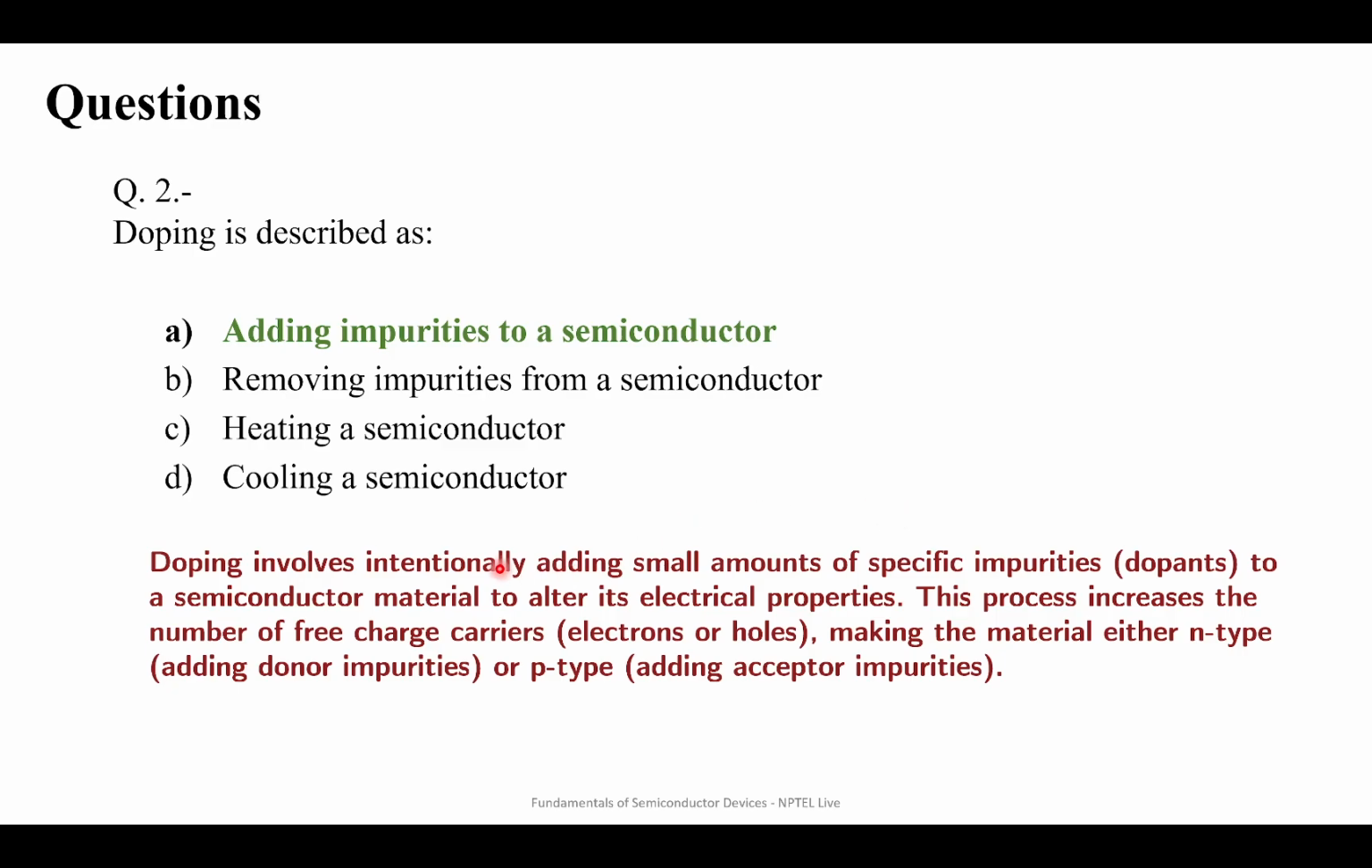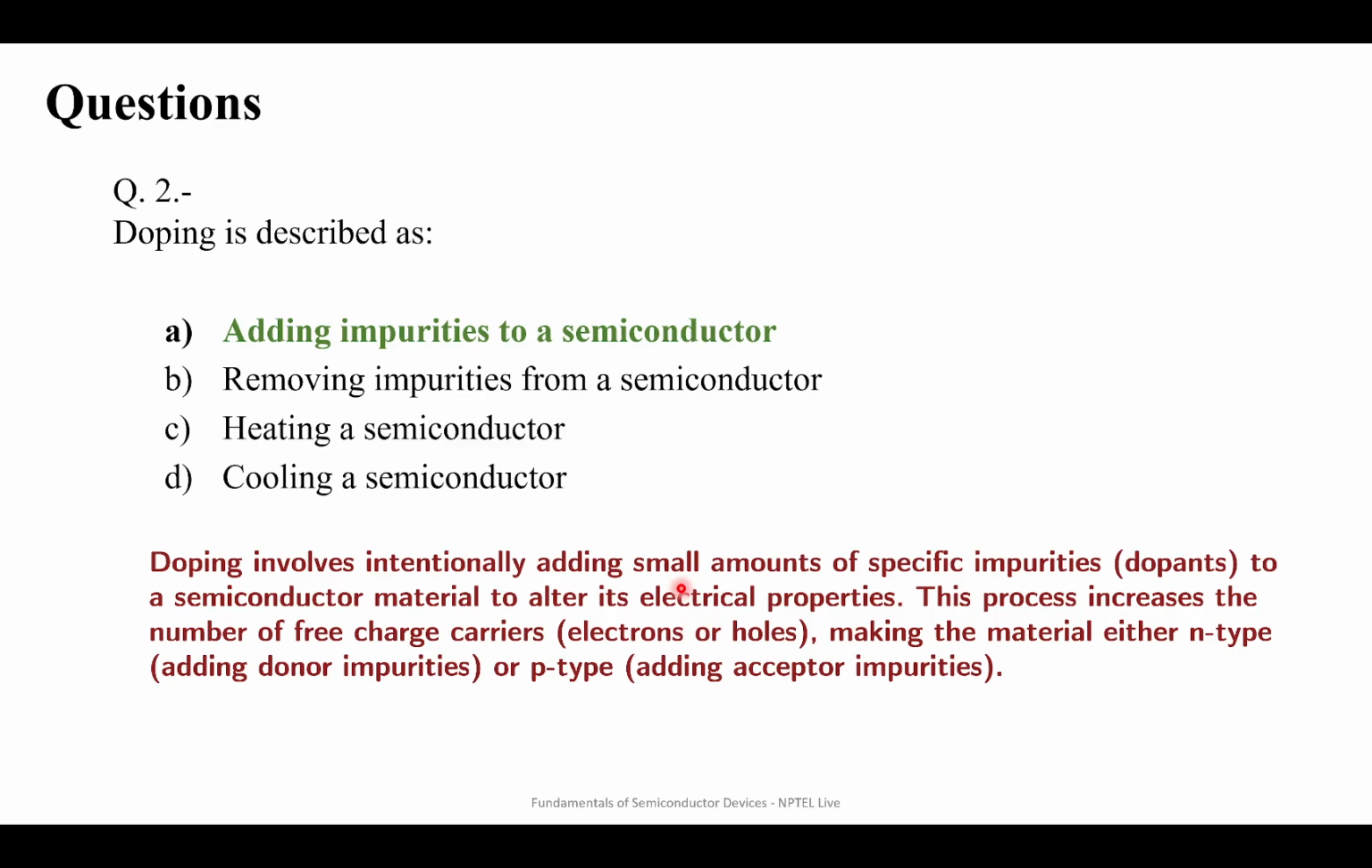Doping involves intentionally adding small amounts of specific impurities, which we call dopants, to a semiconductor material to alter its electrical properties. By doping, we can increase the number of free charge carriers. Last week we studied intrinsic semiconductors, which have an equal number of electrons and holes. If we want to increase those charge carriers, we can make it either N type by adding donor impurities or P type by adding acceptor impurities.